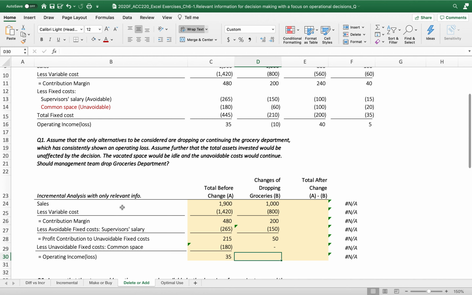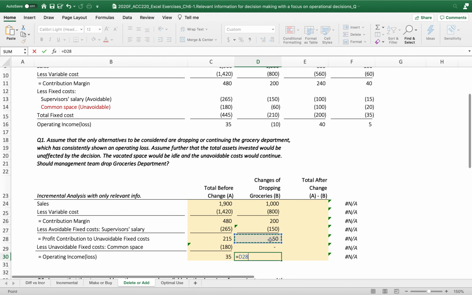Again, in the incremental analysis, we put only the changes from dropping the groceries from the existing information. So this common space unavoidable cost of $60,000 for the grocery department is irrelevant information.